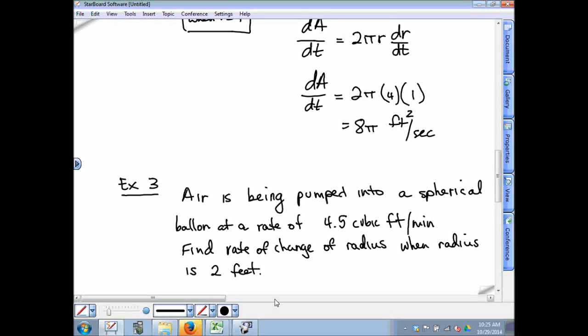Air is being pumped into a spherical balloon. So we kind of already talked about this. If you pump air into a balloon, the balloon expands, right? Now, a lot of things are changing: the surface area, the size, the height. But which two particular rates are they interested in here?